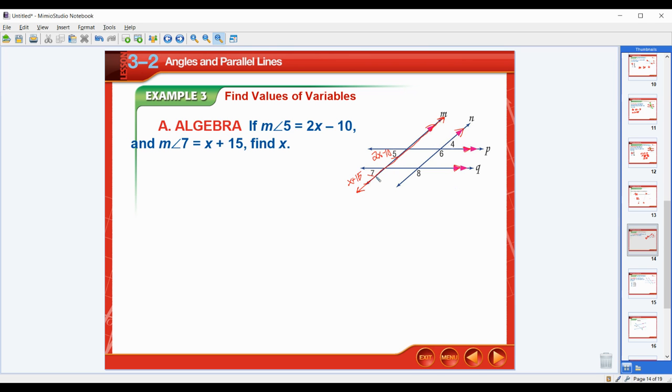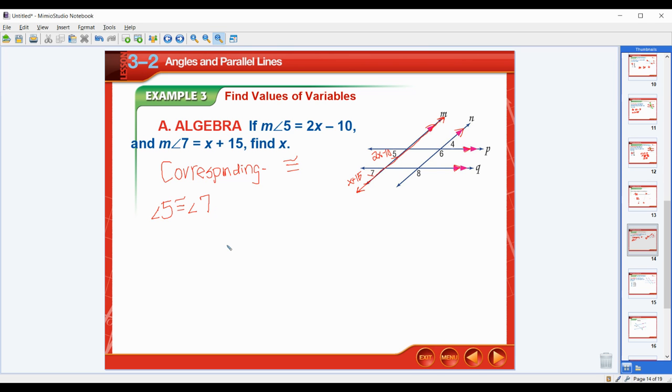So let's ask ourselves, what type of angle relationship is angle 5 and angle 7? So hopefully you can see one's on the inside, one's on the outside. They're both on the same side of our transversal. These are going to be corresponding. Okay, so since these are corresponding, what do we know about corresponding angles? Well, corresponding angles are congruent. So we can say that angle 5 is congruent to angle 7.